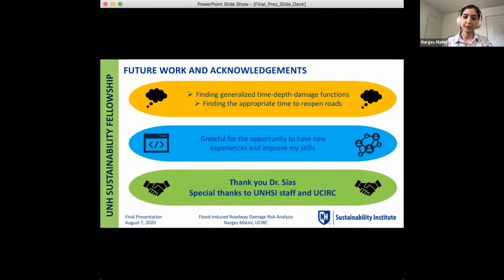For future work, I think the time-depth damage functions for flood analysis should be more generalized, and all the elements that are influential on flood analysis should be considered, so DOTs have a complete picture and a complete framework to make appropriate decisions on the appropriate time to reopen roads to traffic.